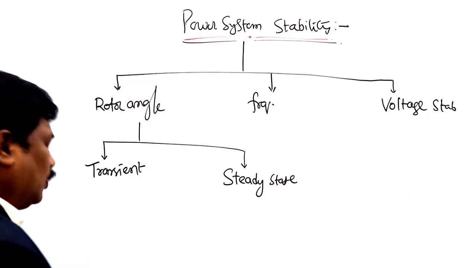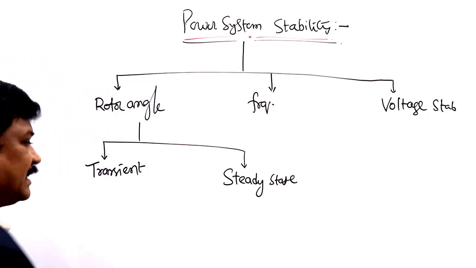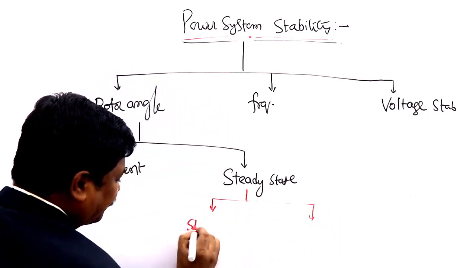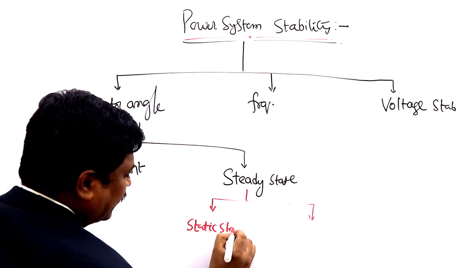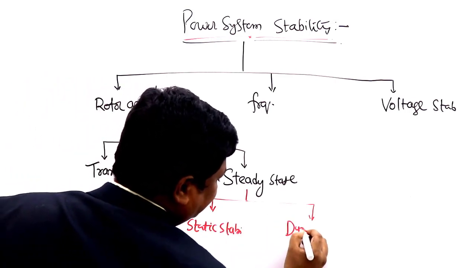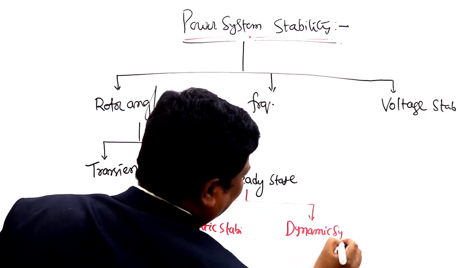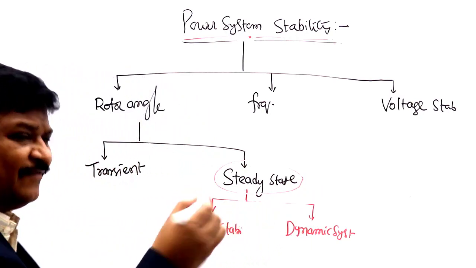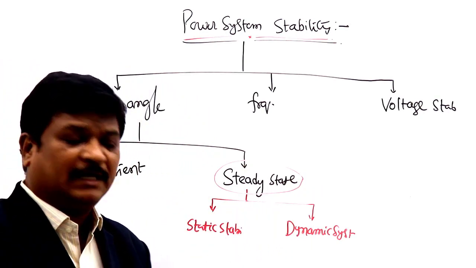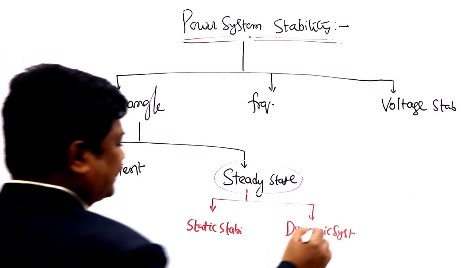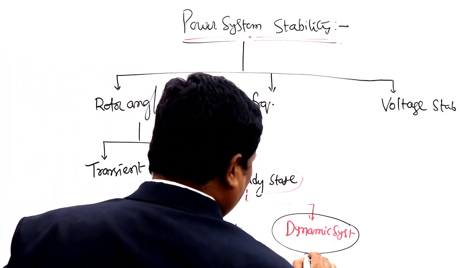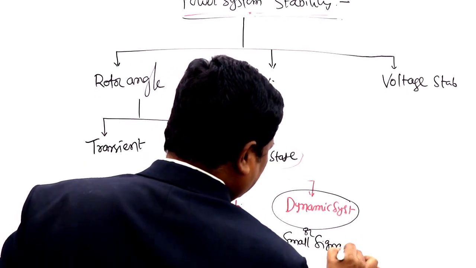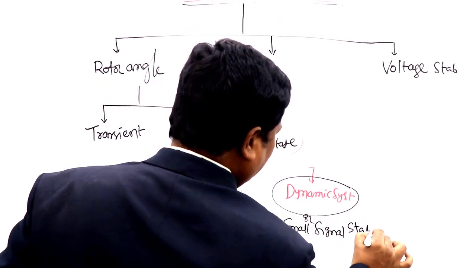And if you want to see a brief difference in steady state stability, we have two other types. We may have static stability as well as dynamic stability. Almost all of this we call steady state stability only. If you want to go for a small difference, there we have static stability and dynamic stability. Dynamic stability is nowadays called small signal stability.